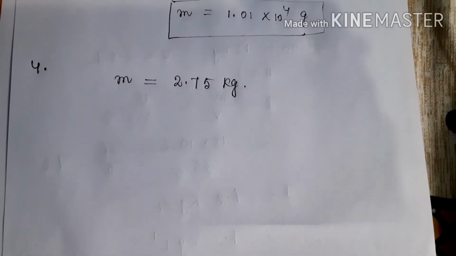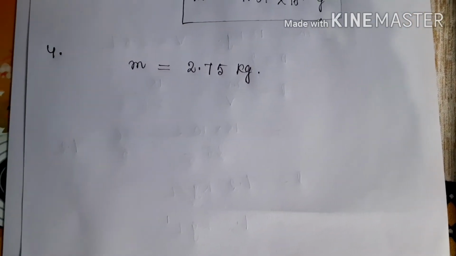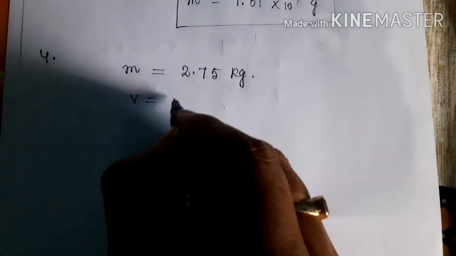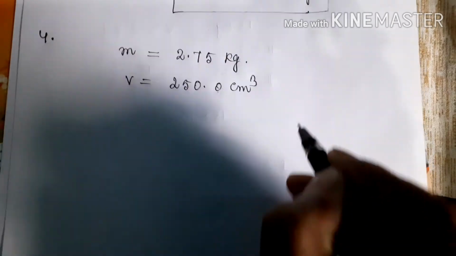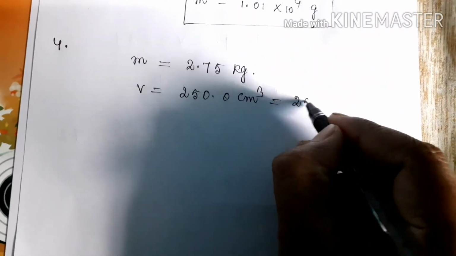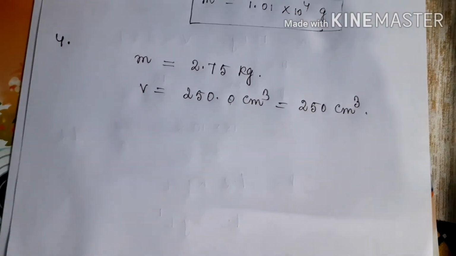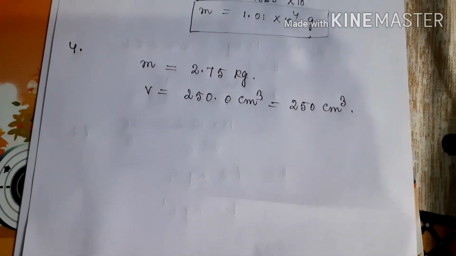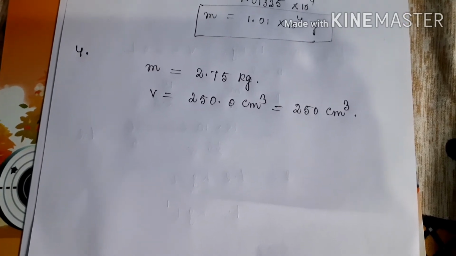A sample of a substance occupies a volume of 250.0 centimeter cube. So the volume is given as 250 centimeter cube. That is the volume of that one. Now find the density in gram per centimeter cube unit.